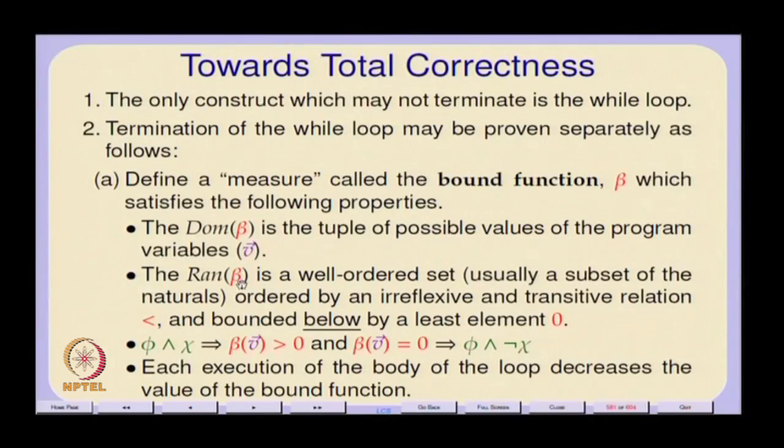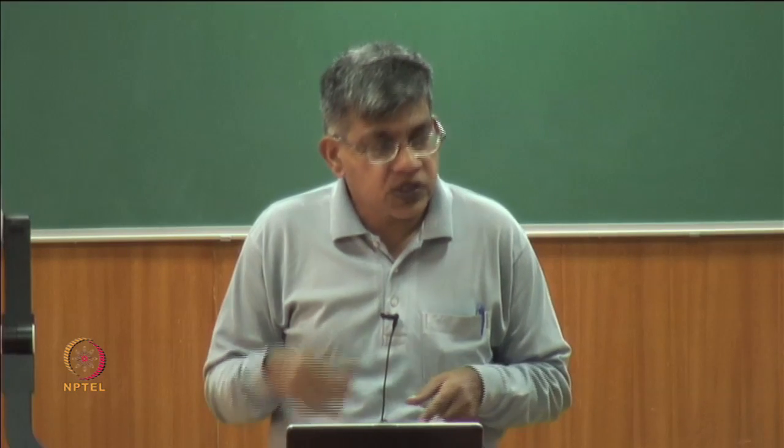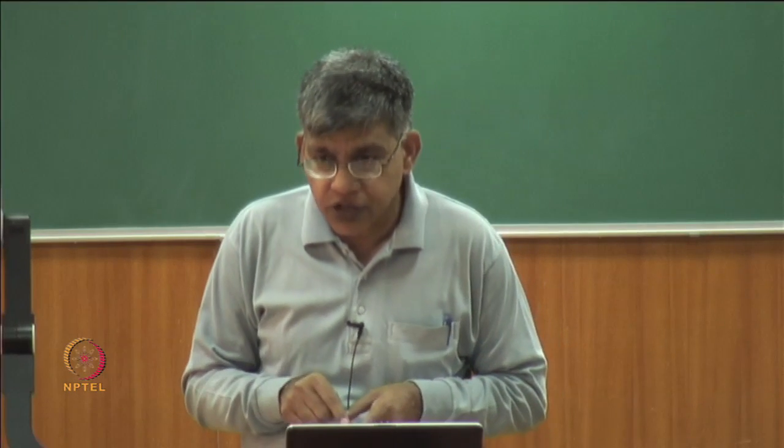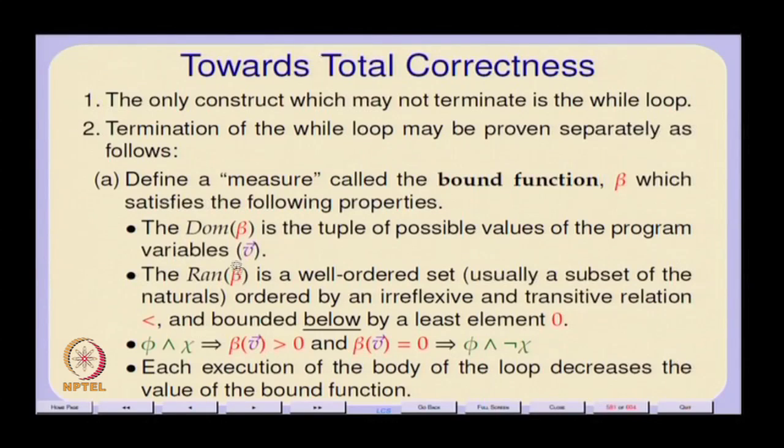The range of beta should be some well ordered set, which means it could be an infinite set, but it has a bound below. It is well ordered, so there has to be an ordering relation. Let us call that less than, and of course, the converse of less than is greater than. Okay. It is bounded below by some least element. For the moment, let me call it 0.